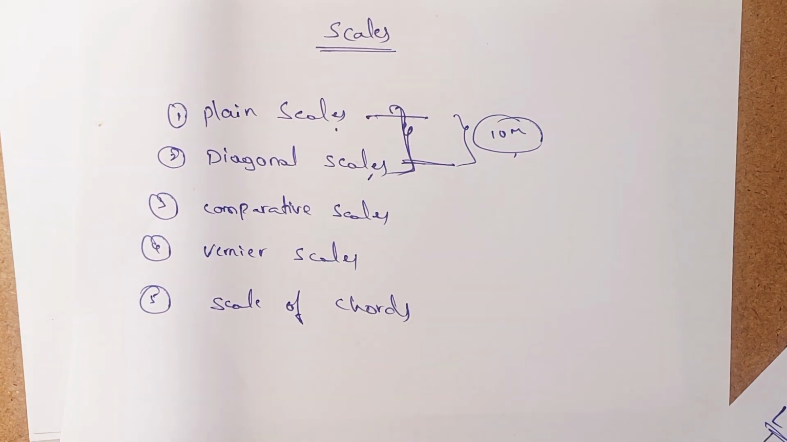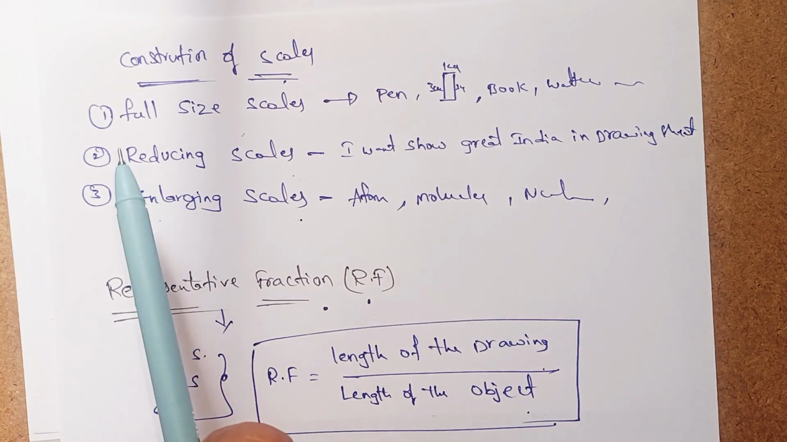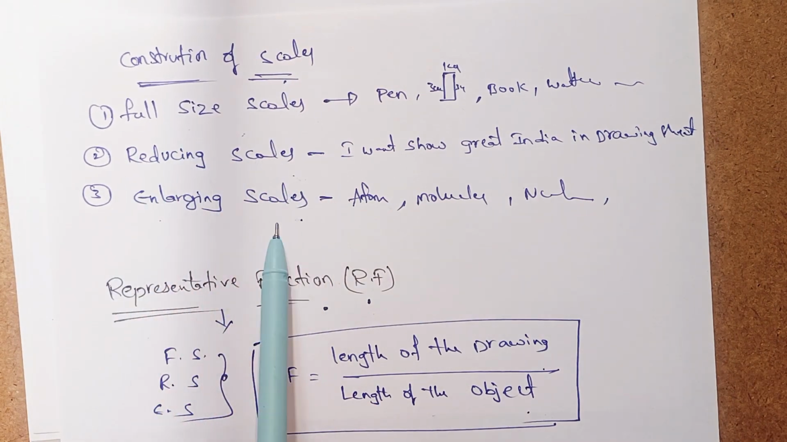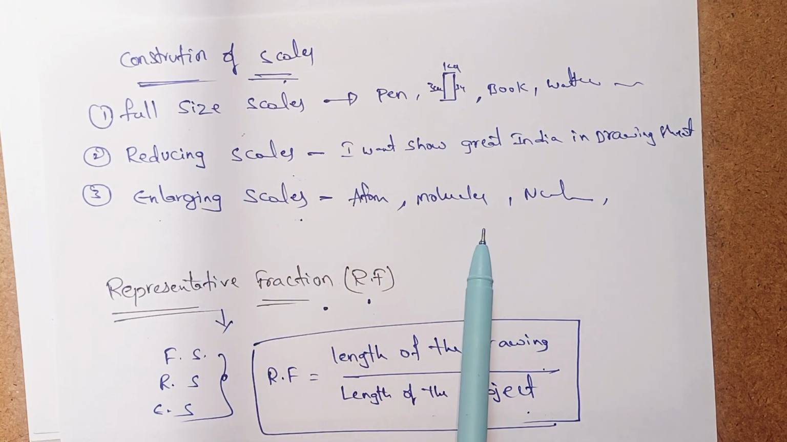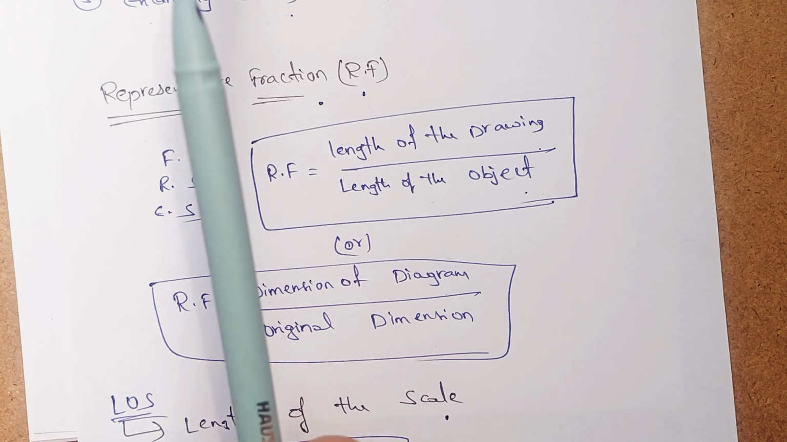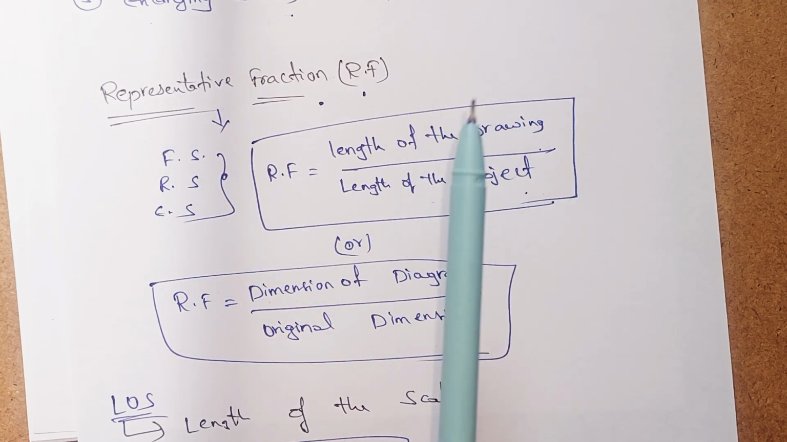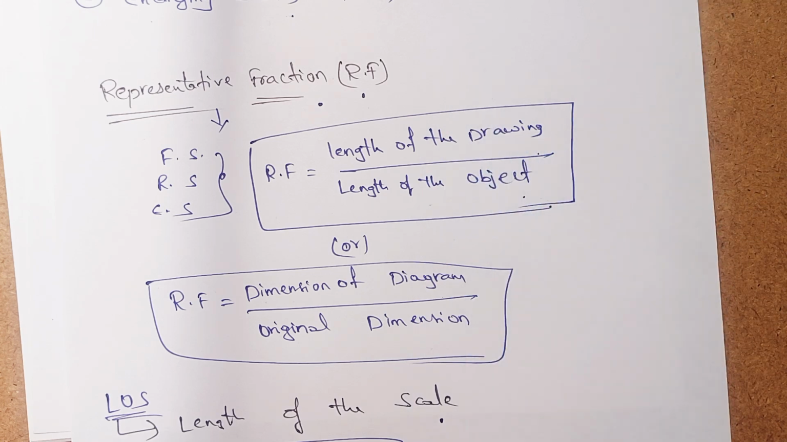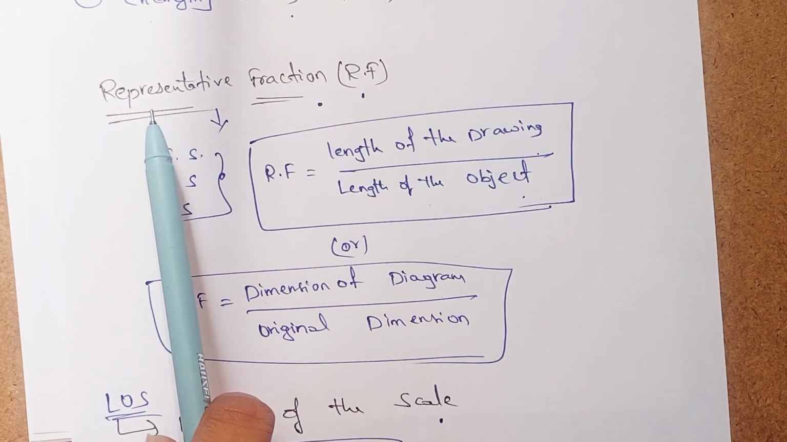Plane scale and diagonal scale are very important. Next is the construction of scales: full size scale, reducing scale, enlarging scale. I am giving examples of full size scale, reducing scale, and enlarging scale. And the next topic is representative factor. Without the representative factor, you cannot draw any diagram of the scales. You have to identify the scale dimensions, whether full size scale, reducing scale or enlarging scale. So you have to remember that, and first calculate the representative factor.